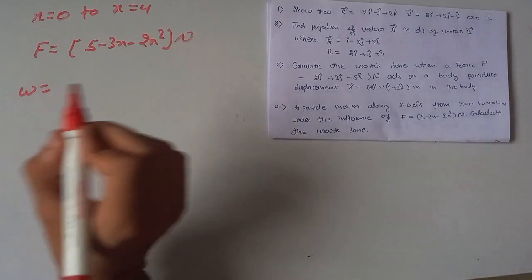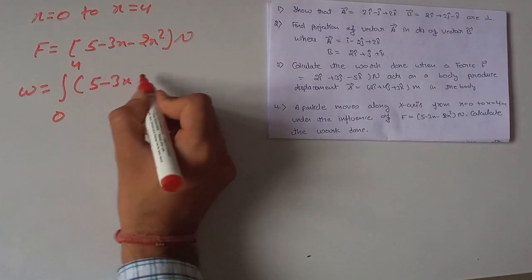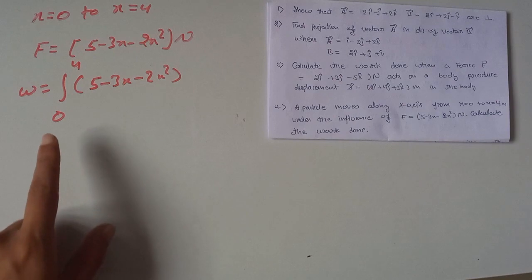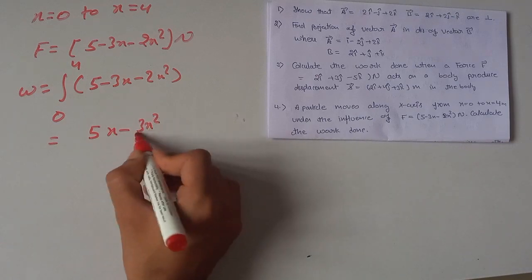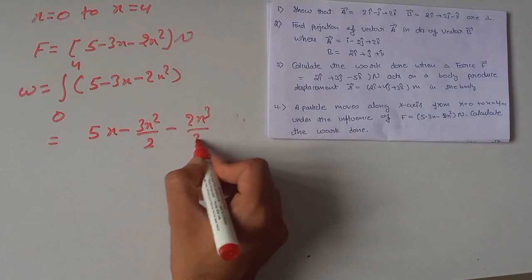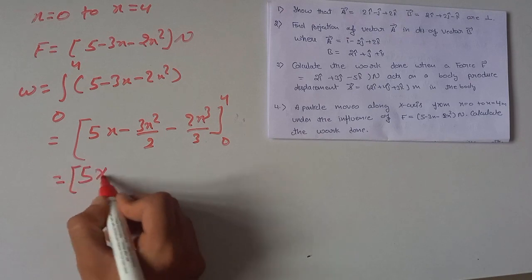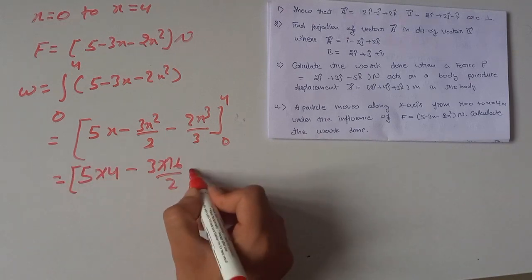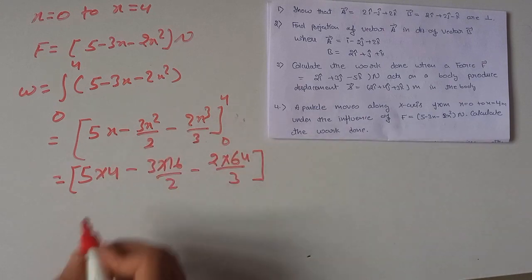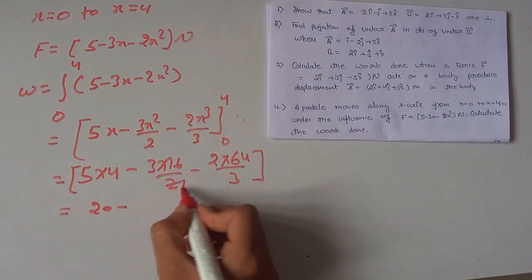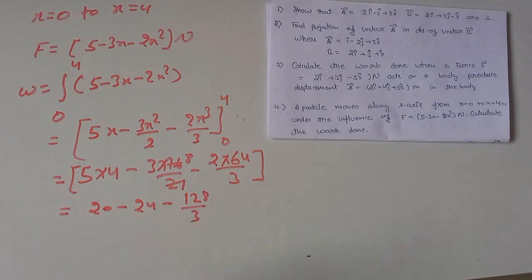Work done is always a scalar quantity, which is the integral from x equal to 0 to 4 of F dot ds, that is 5 minus 3x minus 2x squared. When we integrate, we get 5x minus 3x squared divided by 2 minus 2x cubed divided by 3, with limits 0 to 4, which is equal to 5 into 4 minus 3 into 16 divided by 2 minus 2 into 64 divided by 3 minus 0, which is equal to 5 4s are 20 minus 24 minus 128 divided by 3.